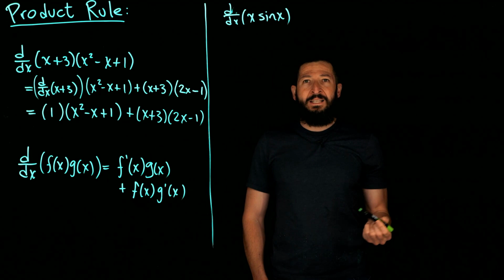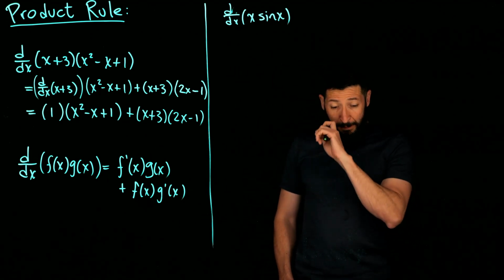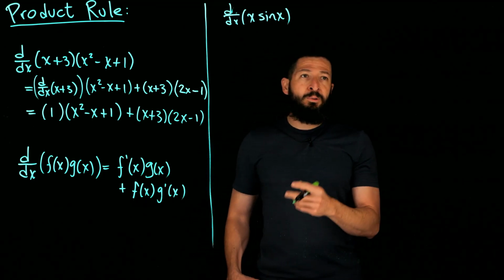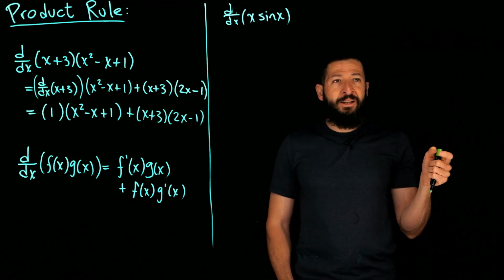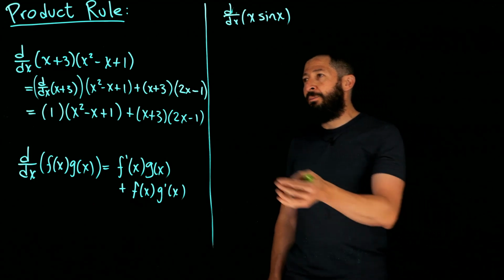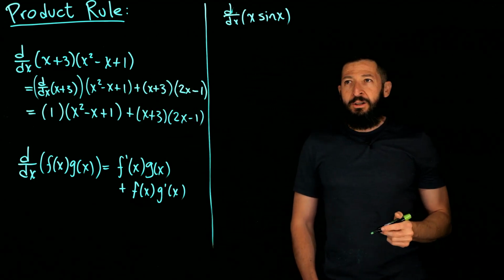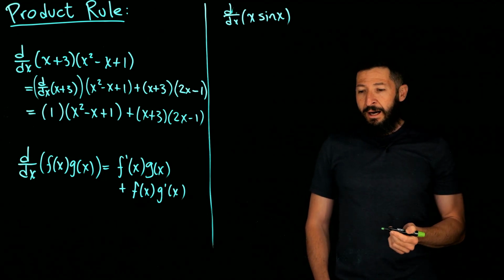So we have to go back and check the video and make sure we got the same answer. And this is going to be a typical question in an exam where you're going to have the product of two polynomials, and it's going to say compute it in two different ways, using the product rule and by distributing and taking the derivative afterwards. So you can do it both ways in this situation, and you should get the same result.